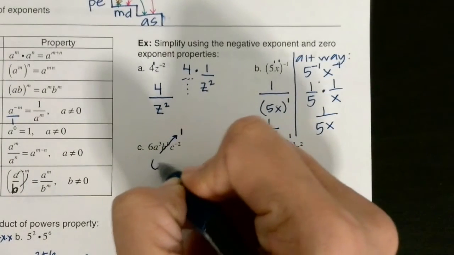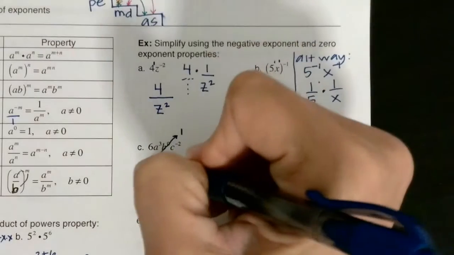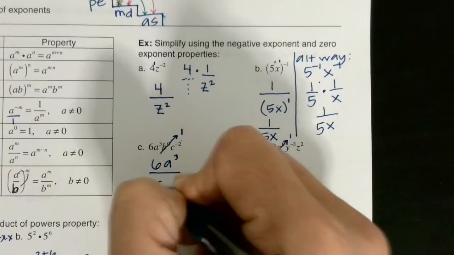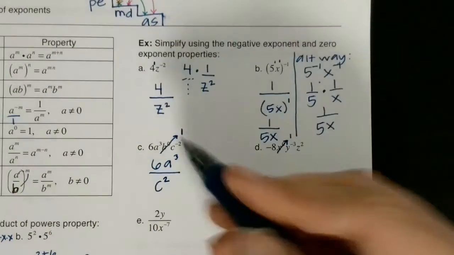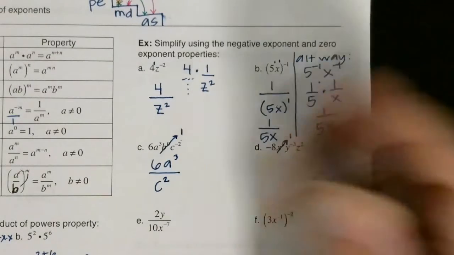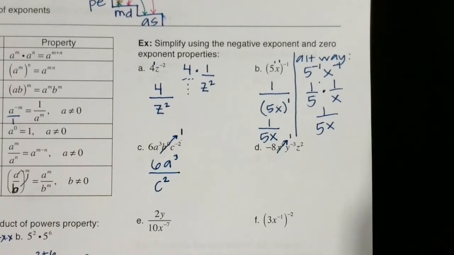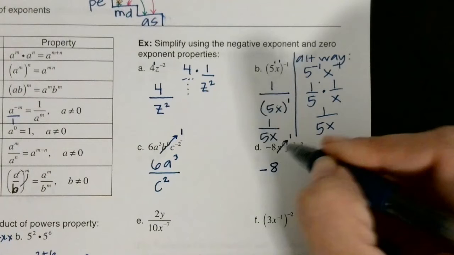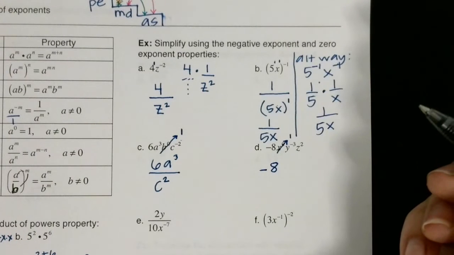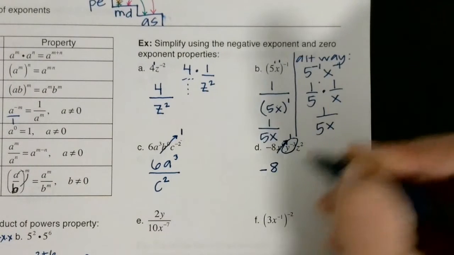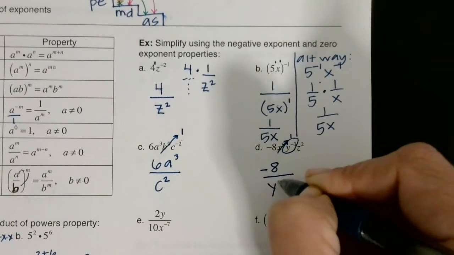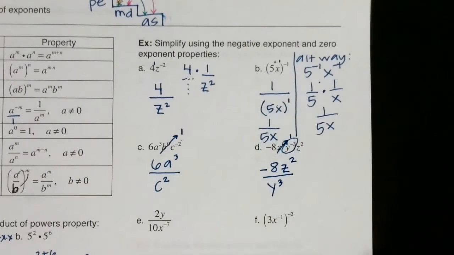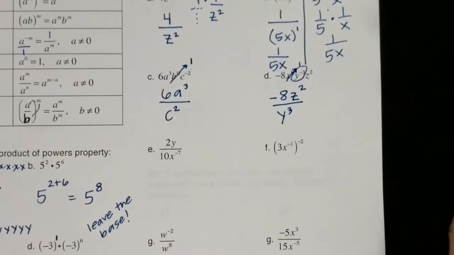All right, so 6 does not have a negative exponent. A cubed does not have a negative exponent. It's only this guy, so the c squared goes down below. These are not like bases. None of these are, so I can't do any of the other rules. All right, negative 8 still has a positive exponent. X to the 0 is 1, so it goes bye-bye. Y cubed is unhappy upstairs, so we're going to move y cubed downstairs, and then z squared is fine, so it stays upstairs. Okay, moving on.